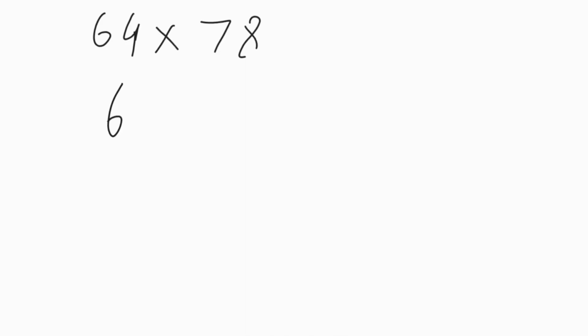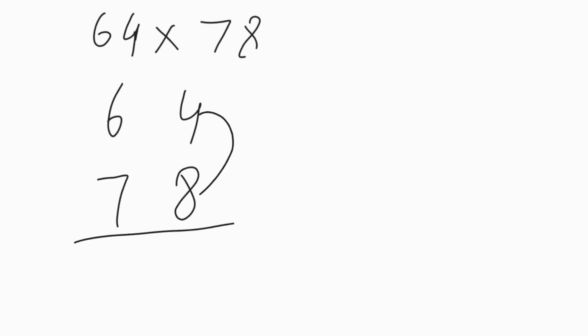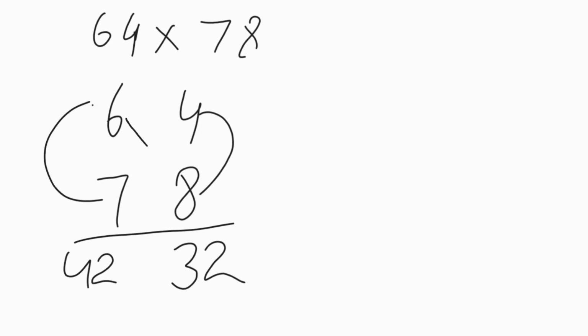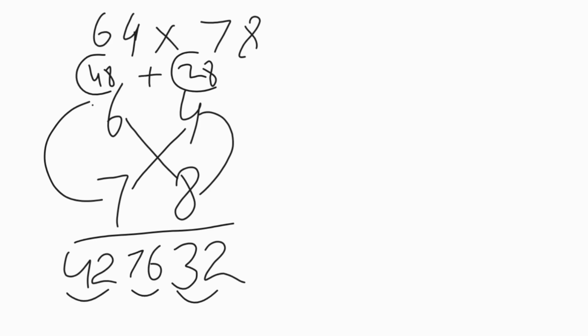Example 4. Write this 64 and 78. 4 8s are 32. 6 7s are 42 and multiply 6 and 8, 48. 7 multiply 4, 28. Sum of these two numbers is 76. Write 2, 3 carry, 9, 7 carry, 9 and 4. 4992 is the correct answer.